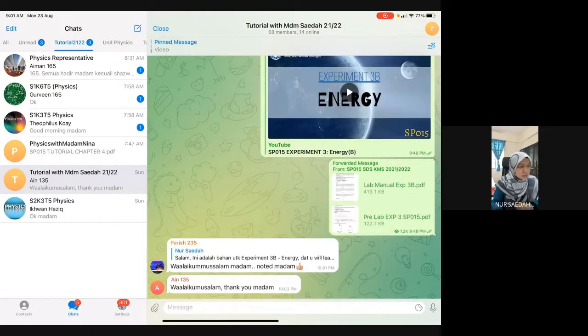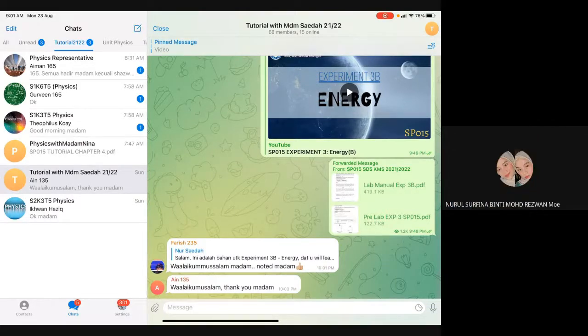Lepas tu baca lab manual. Okay, eksperimen kita baca prosedur semua sebab kita nak buat lab report. Dan ada pre-lab. Boleh go through pre-lab. Madam akan bincangkan mungkin setengah jam kita rehat. Setengah jam kita akan tengok pre-lab sekejap untuk jawab soalan dekat pre-lab. Lepas tu 1 jam untuk lab report. Okay, boleh? Korang? Boleh, madam.